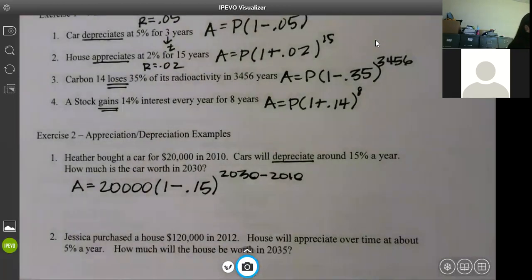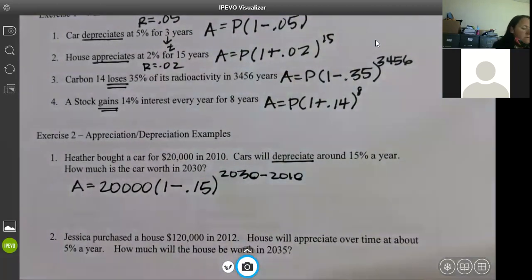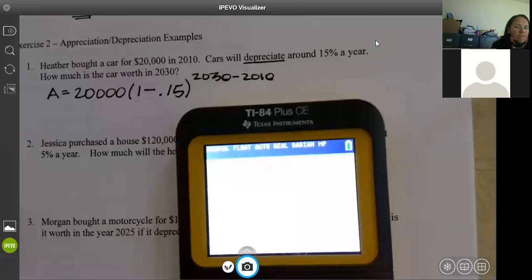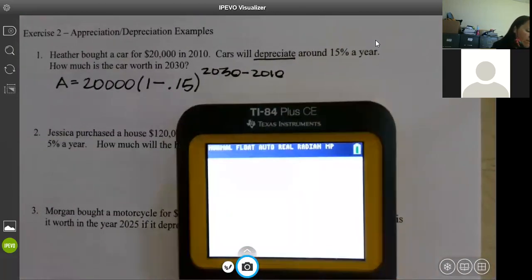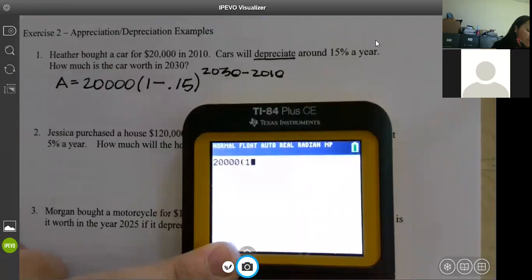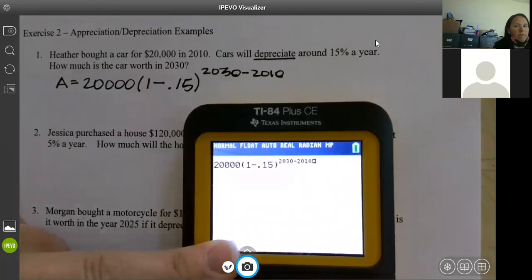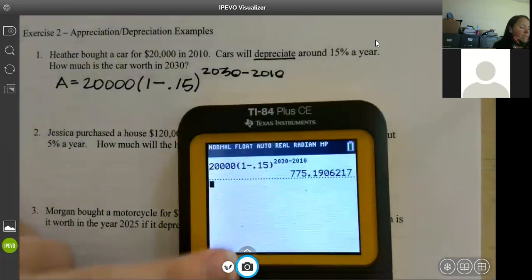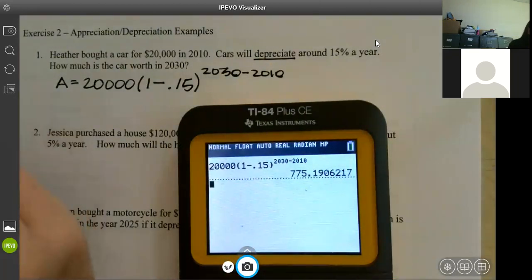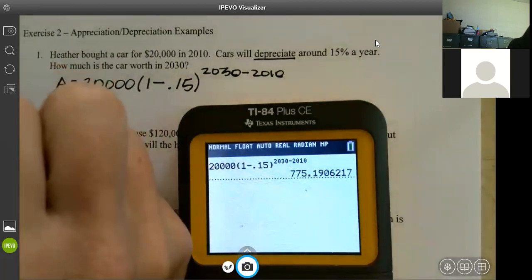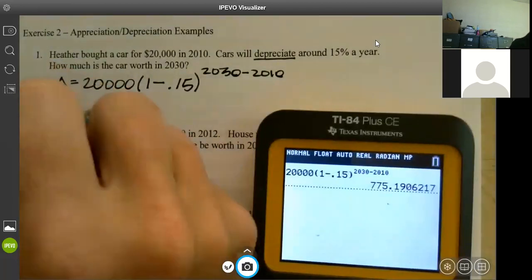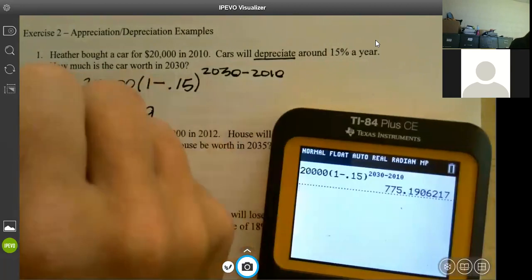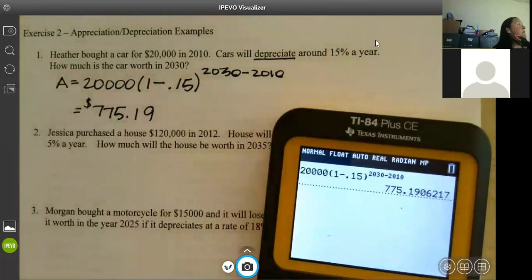So then you're going to get your calculator. And you're going to type this in. 20,000, 1 minus 0.15 to the, and you can type in the 2030 minus 2010. So you don't have to do the work. When you hit enter, what do you get? How much is the car worth? And 19 cents. That's it. It's the same thing we did yesterday. We just have a power.